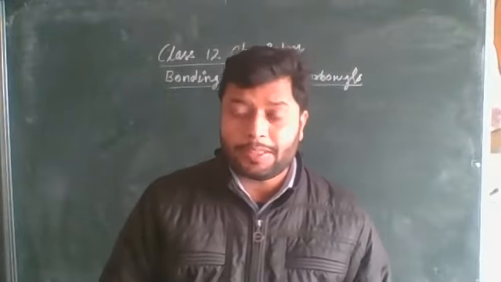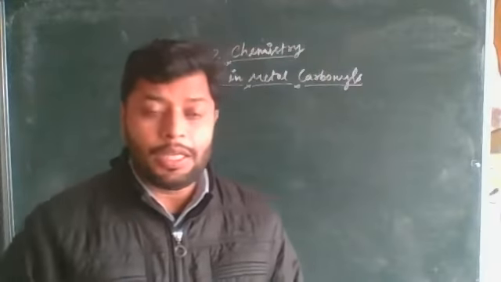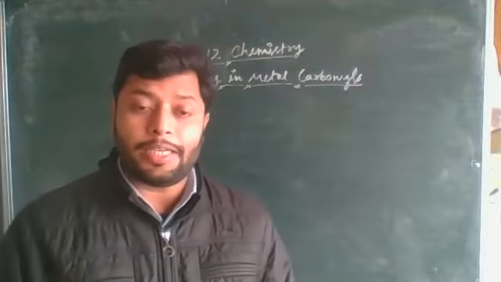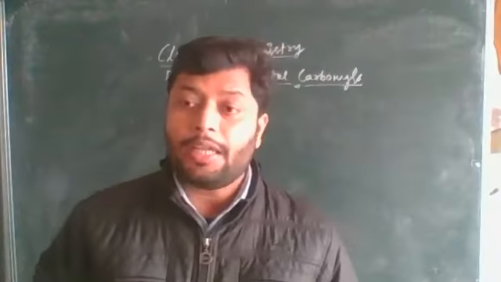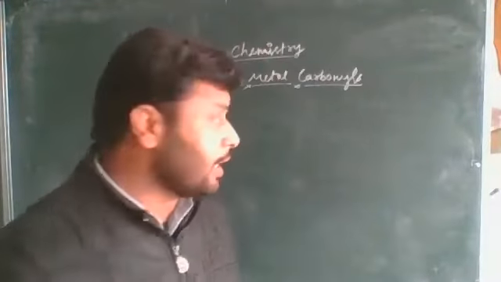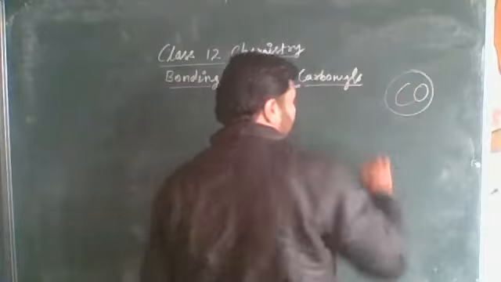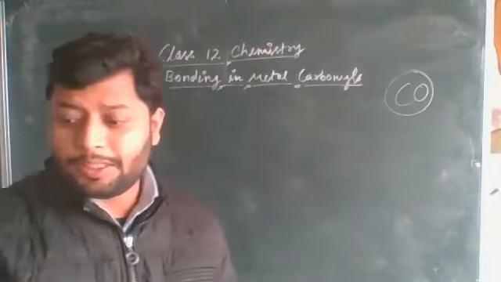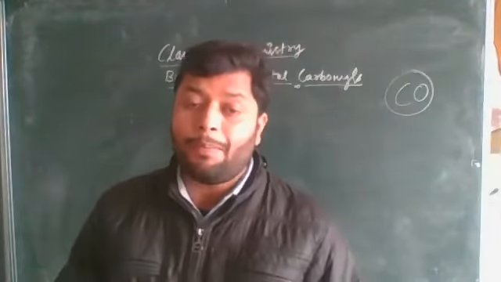So today we will discuss why metal carbonyl compounds are generally more stable compared to those with ligands like ammonia, cyanide, halides and other ligands. Carbonyl compounds means carbon monoxide. It is known as carbonyl in complex formation.